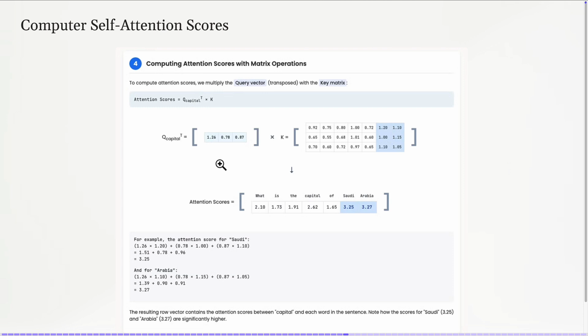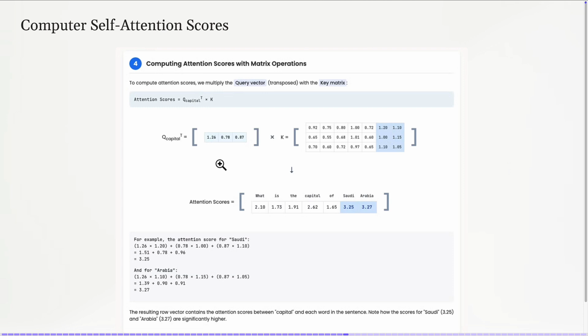شوف الآن. This is Q capital multiplied by K, excluding this word. Okay? This is the key values of كل الورد موجودين في الكونتكست. ما هو عندي what is the capital of Saudi Arabia. نشيل الكابيتال ونخليها في الكويري and I make a dot product with the keys. So what is this result here? Why is it called attention score? إيش معناها attention?